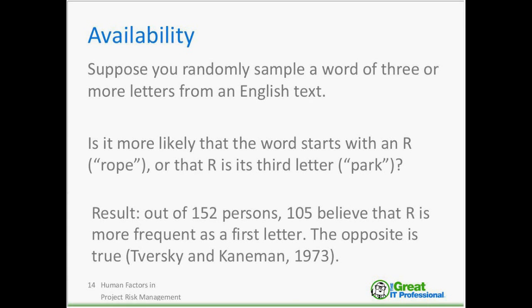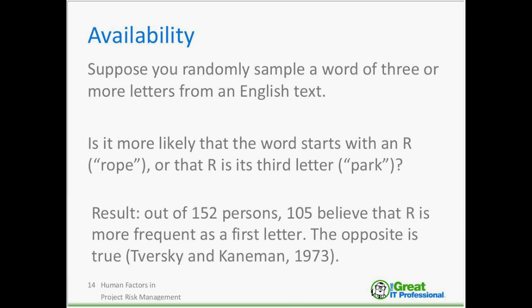And why? Because it's very simple. In your brain, it's much easier to identify words that start with the letter R. Having the R in the third position is much more difficult for your brain to identify. And so this information is more available. That's why it's called availability.